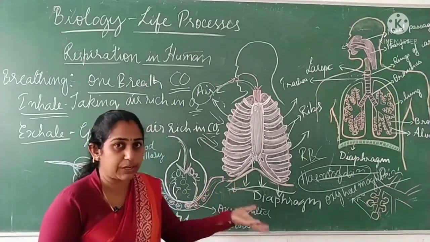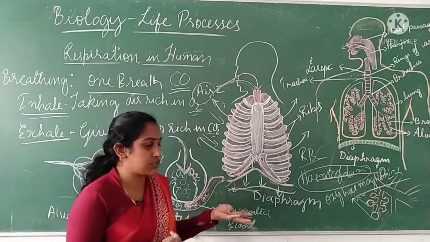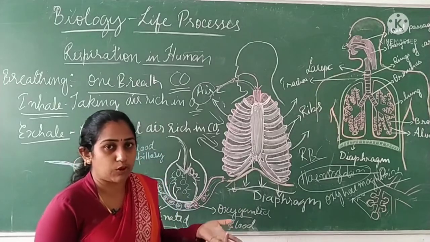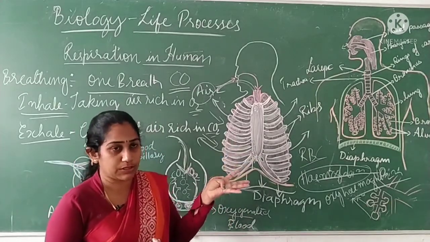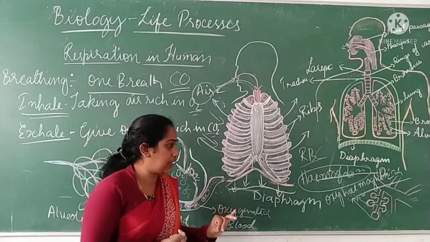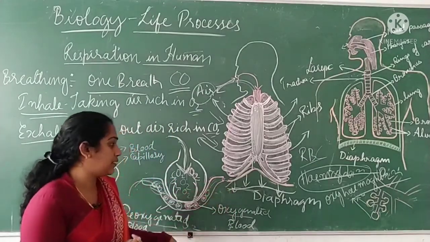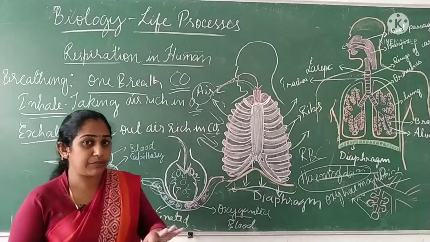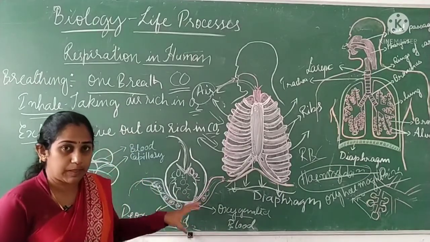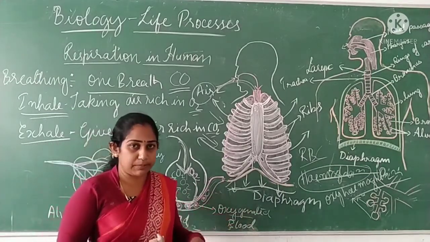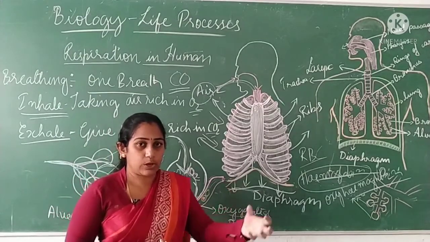Hemoglobin has more affinity towards which of the gases, whether it's oxygen or carbon dioxide or carbon monoxide? First it is towards carbon monoxide, second is oxygen, and carbon dioxide very rarely. How is carbon dioxide carried in the blood? It is not by combining with the hemoglobin. Carbon dioxide will be dissolved in the blood plasma.